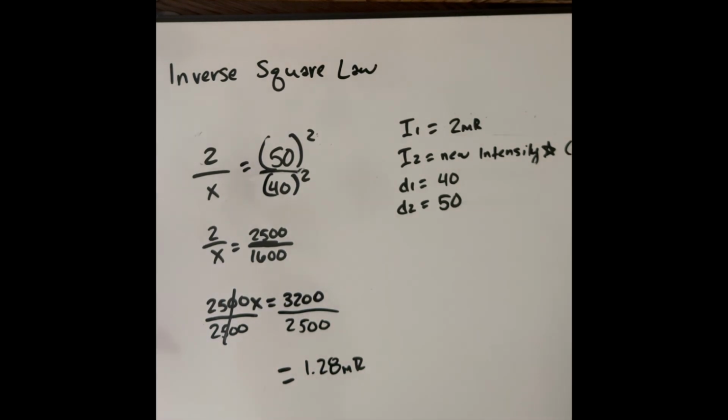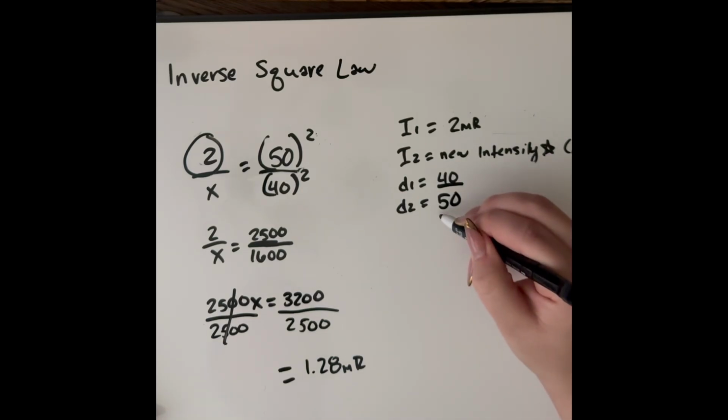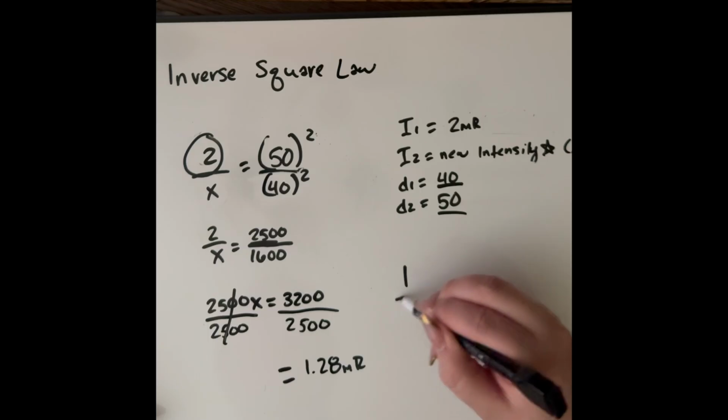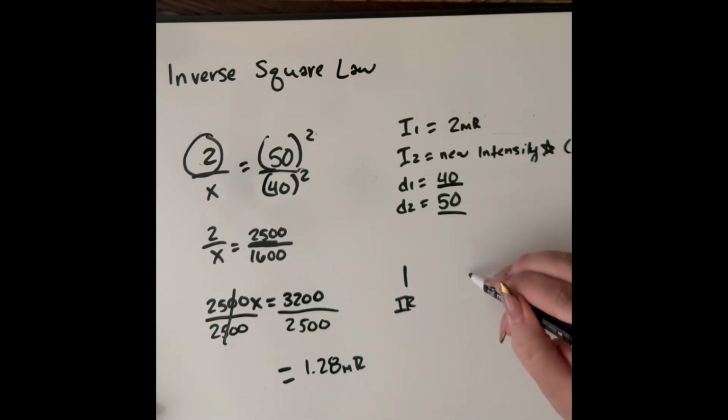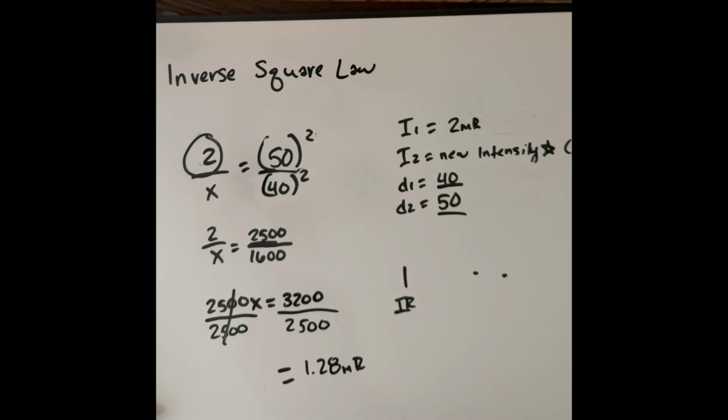Now, I said I like to play the game, does it make sense? So our initial distance was this 2 here. And I'm sorry, not our initial distance. Our initial intensity was 2. Our initial distance was 40, and we went to 50. So this would be 40 inches, and this would be 50 inches. So we went further away. So I should expect that that intensity I started with should be smaller than 2 because we had to travel further than when we started.